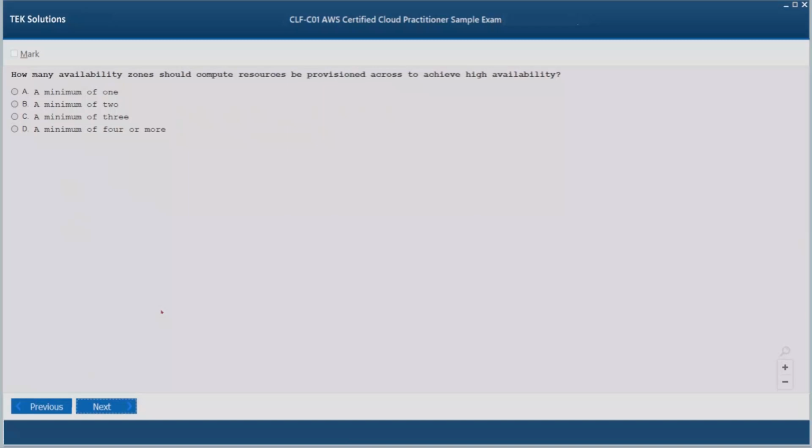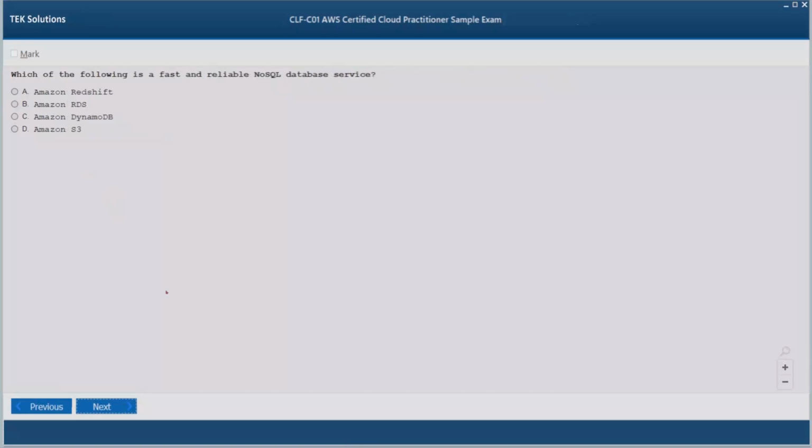How many availability zones should compute resources be provisioned across to achieve high availability? A, minimum of 1, B, minimum of 2, C, minimum of 3, D, minimum of 4 or more. So for high availability, answer is B, a minimum of 2. Nowadays there are 3, some people can put 3 as well, but the ideal answer is 2 here. We are talking about the minimum for high availability. That's why option B is the correct answer.